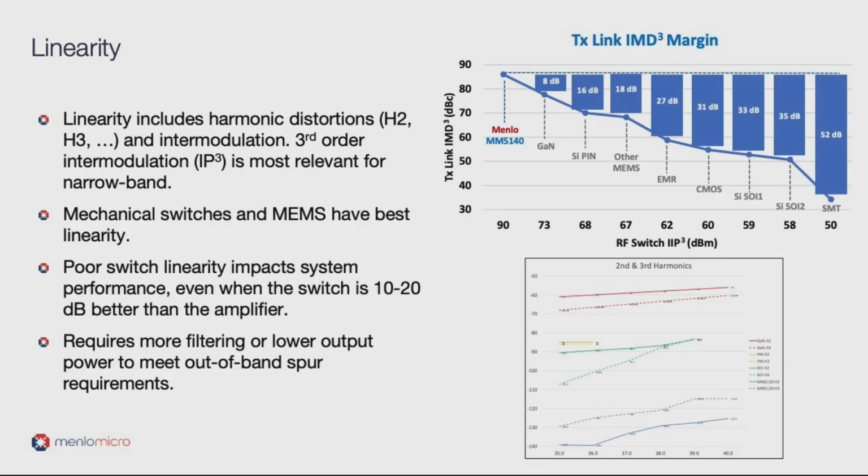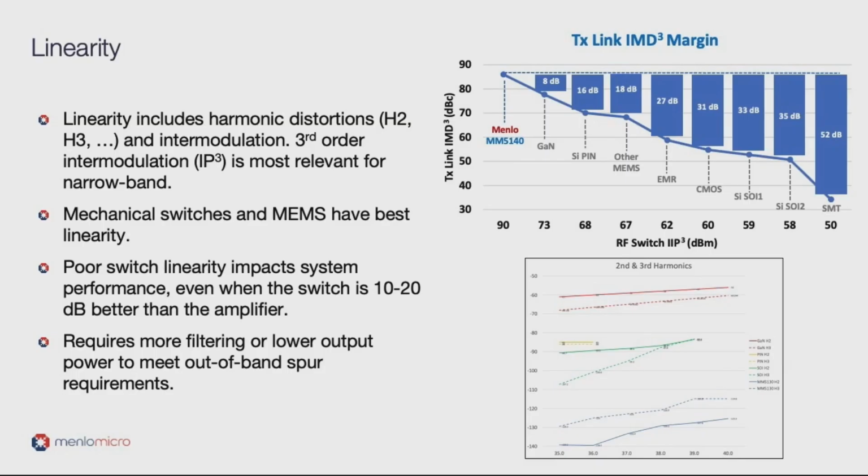Looking at all of the different switch technologies, mechanical switches and MEMS will typically have the best linearity. Semiconductor switches, particularly when they operate near their maximum output power, will have degraded harmonic performance and IP3.